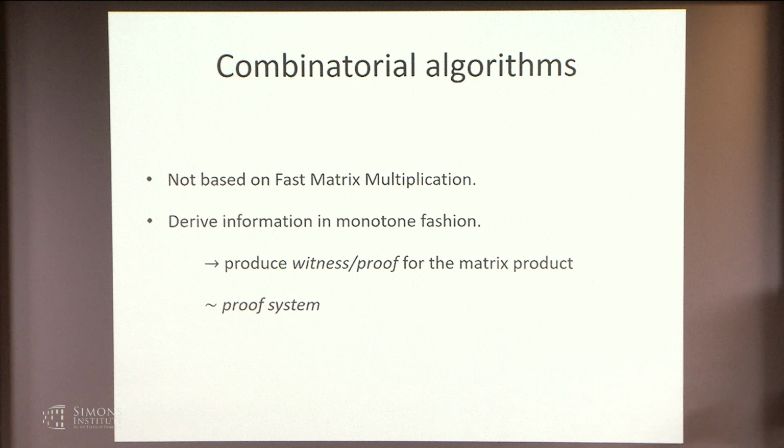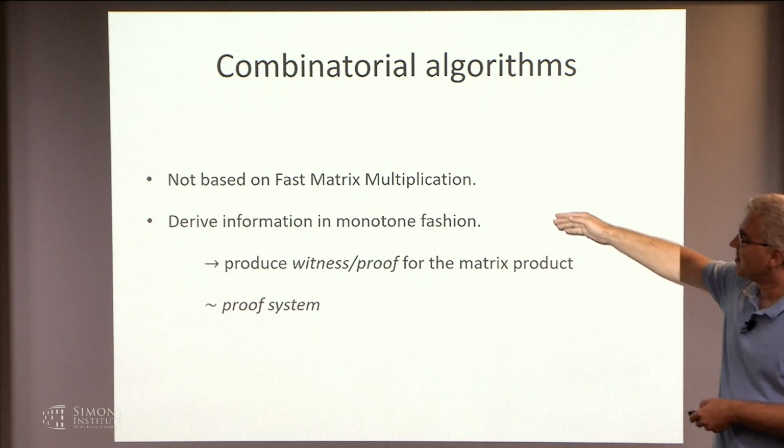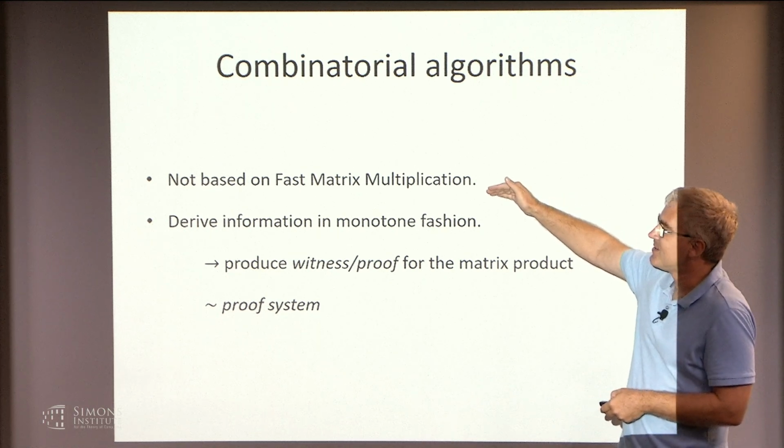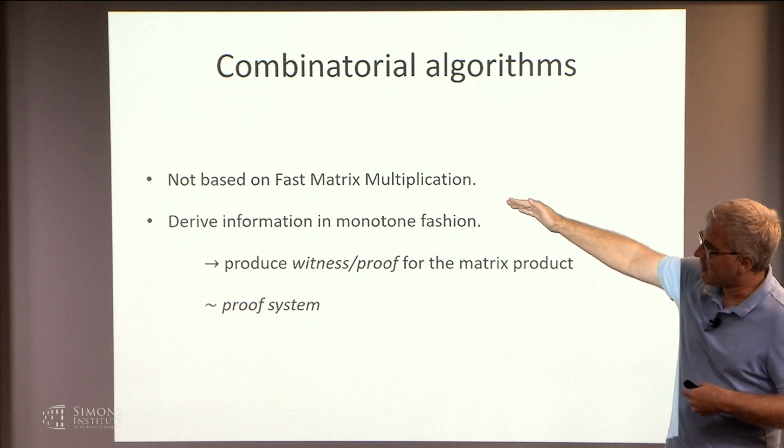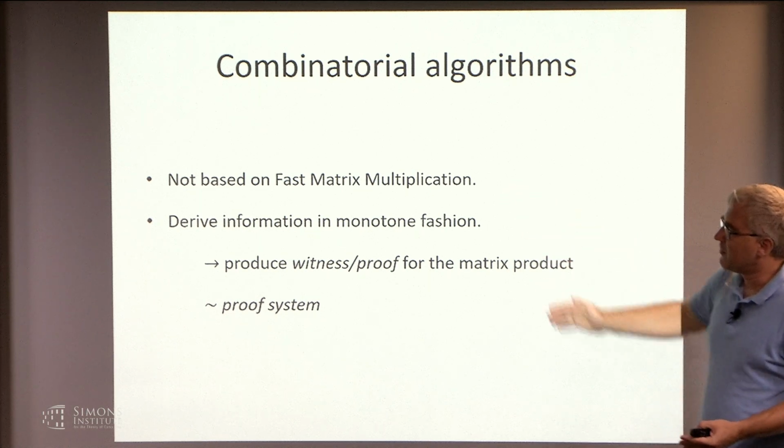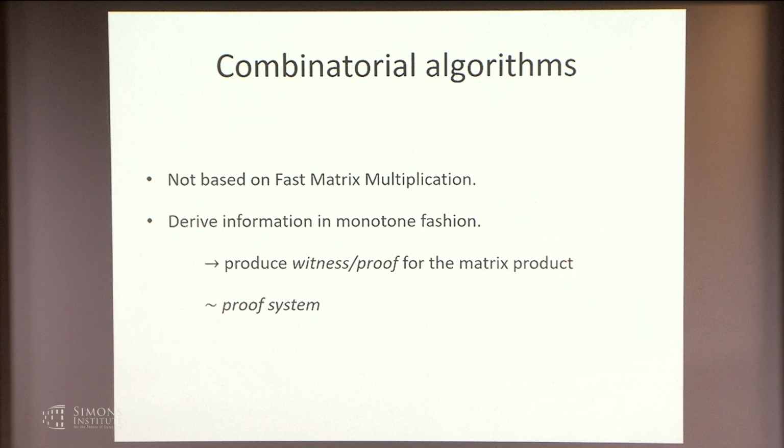So what is a combinatorial algorithm? What do I mean by that? Part of this endeavor is to come up with a reasonable definition. The easy definition would be that combinatorial is anything not based on fast matrix multiplication. That would be the obvious first definition, but that's not what we would like to have. Rather, we would like to say what combinatorial means, although it's hard to define. We don't quite have a good definition for that.